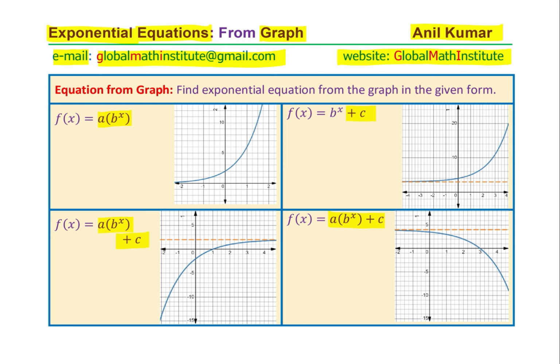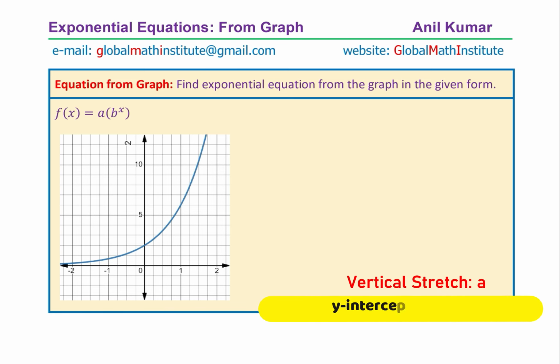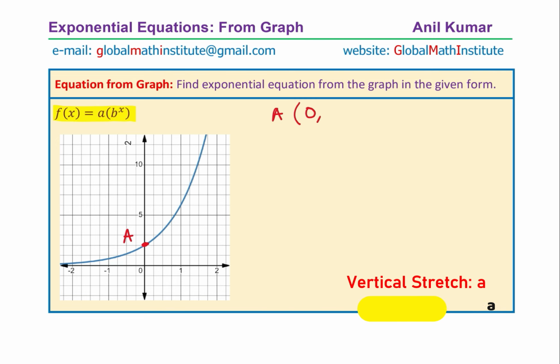So let's begin with the very first one. We'll also understand the strategies to do it very easily. The very first graph given to us is exponential growth, as you can see, and we need to find the function in the form a b to the power of x. So clearly there is no translation in this particular case. The key points to look at are the y-intercept. Let me call this point A. Point A is the y-intercept. When x is 0, we have a value of 2.